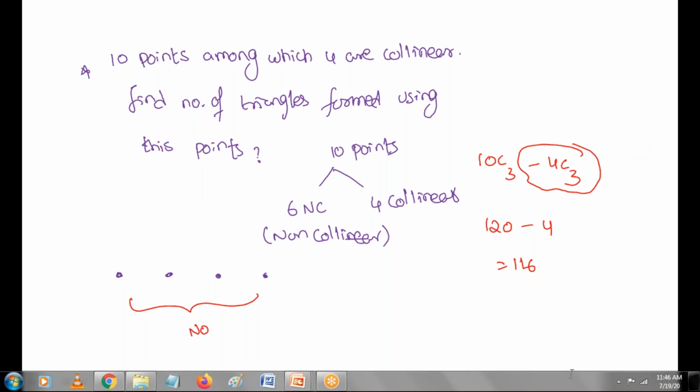Very good. Guys, if you have any doubt on this one, please let me know. Why minus 4C3? The first one is very easy and they never ask it in the exam, but this is the one which you require: if there are some collinear points, what you have to do.